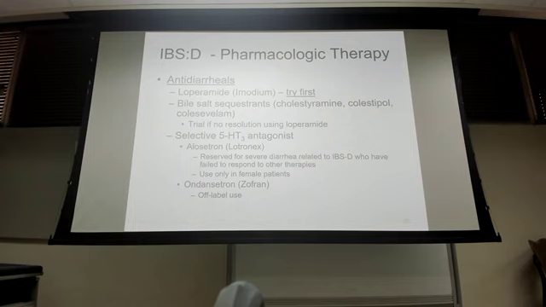So you're really worried about it. Do the Imodium, and if that doesn't work, think about the bile salt sequestrants. If that still doesn't work, your diarrhea is so severe that you think it's worth risking ischemic colitis, and you send them to a specialist to talk about the Lotronex. Off-label, you can try Zofran for your IBS patients after you've tried loperamide and bile salts, and you send them somewhere else to discuss the 5-HT3 antagonist.